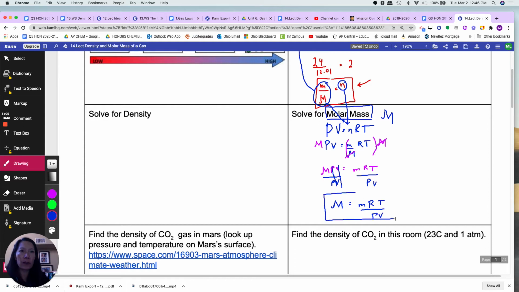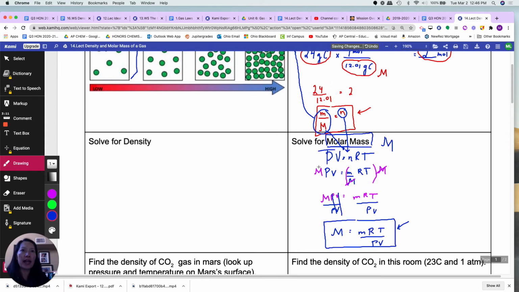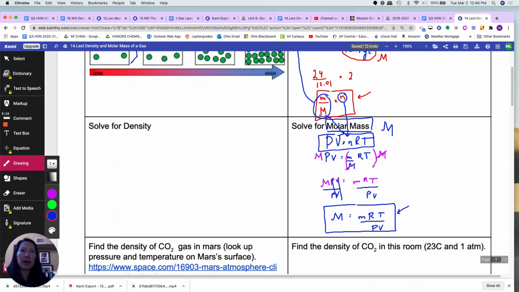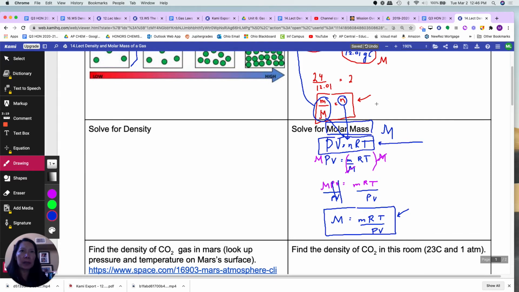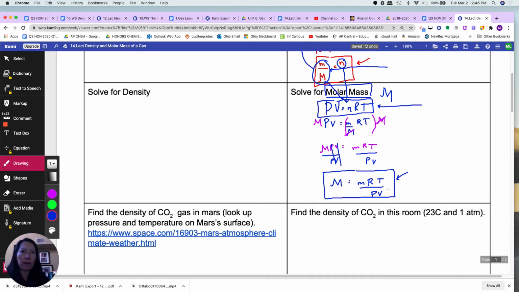So this is the formula for molar mass that you have to derive every time from PV equals nRT. I am not going to give you this formula and you are not going to memorize it either. You must start with PV equals nRT, substitute this for n, and then solve for big M.